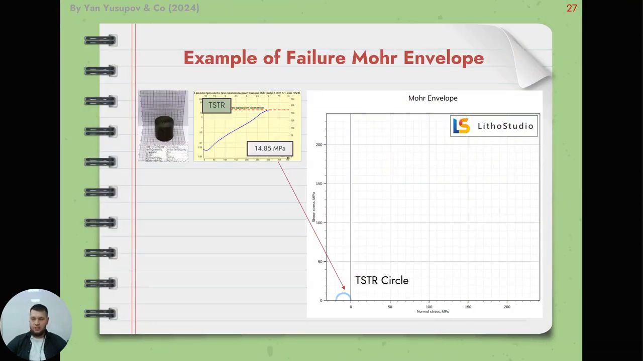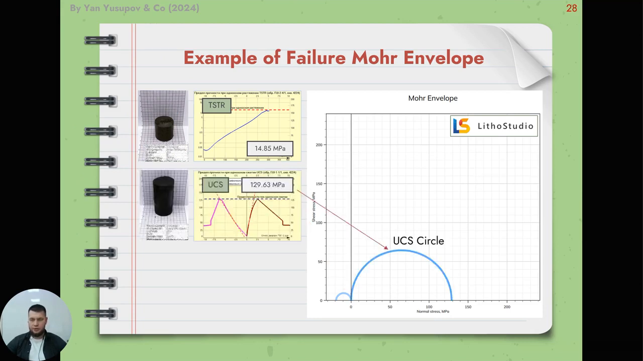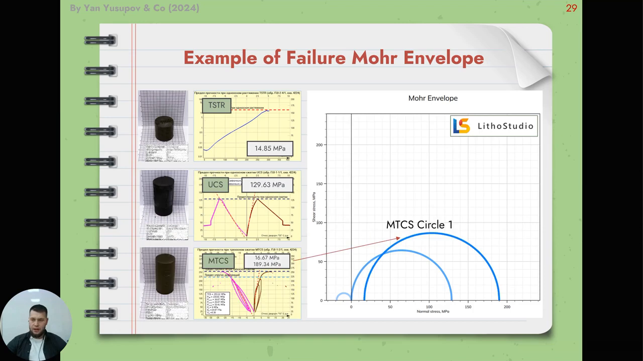This is an example of construction of a Mohr failure envelope that includes 5 circles. The first circle is TSTR. The second circle is UCS. The third circle and the other circles are yield values from MTCS with different confining pressure.